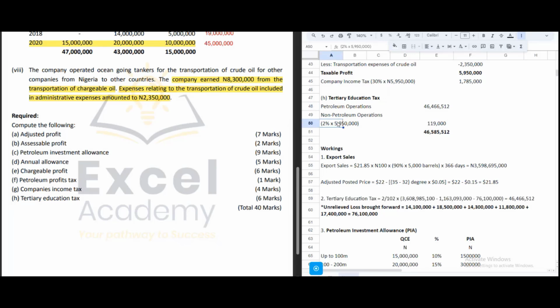Now we add the one for non-petroleum operation, which is 2% of this taxable profit. That's 2% of 5,950,000, which is this amount. So the addition of both is the tertiary education tax. And with that, we are done with the question.